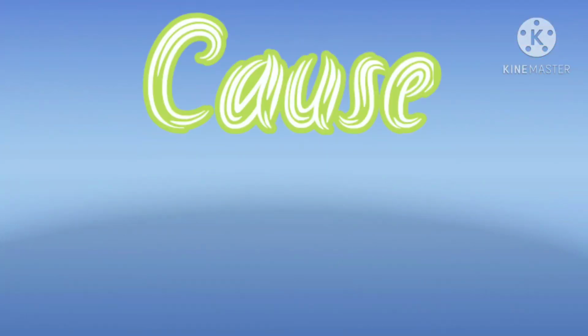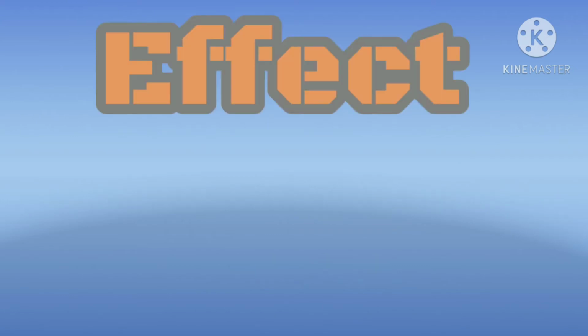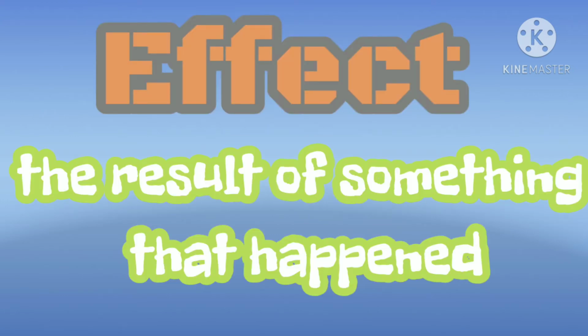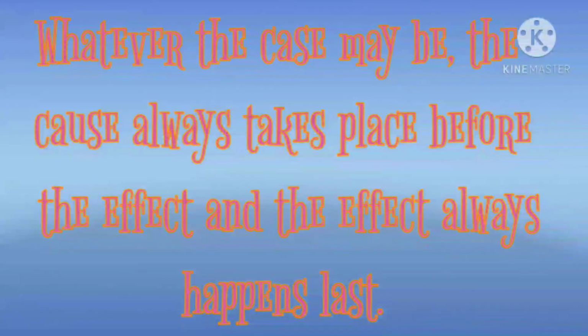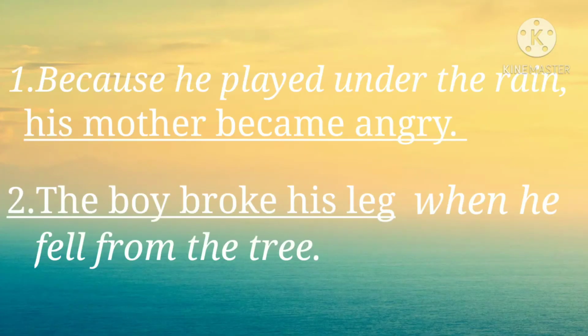The cause is the reason why something happens, while the effect is the result of something that happened. Whatever the case may be, the cause always takes place before the effect, and the effect always happens last. In the sentences above, the causes are written in italics while the effects are underlined.